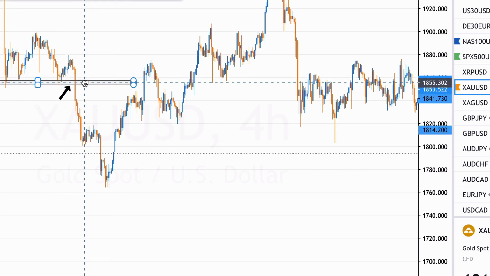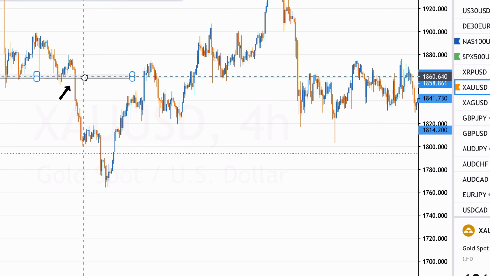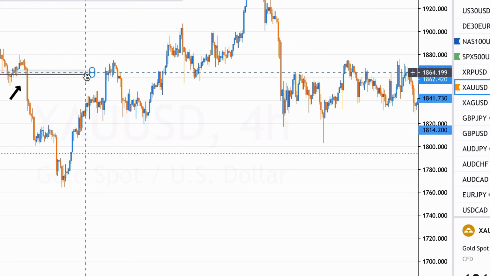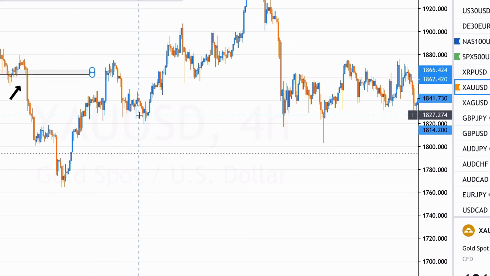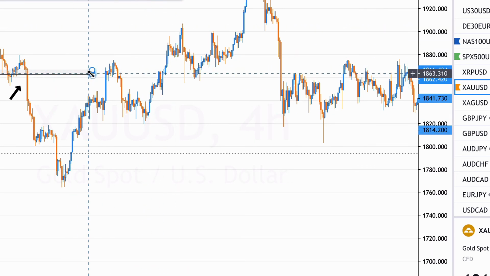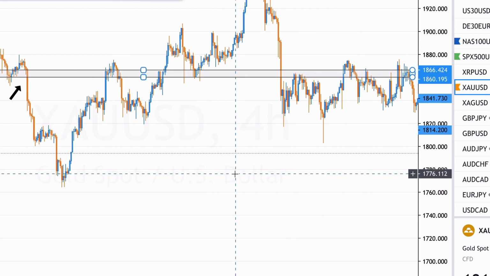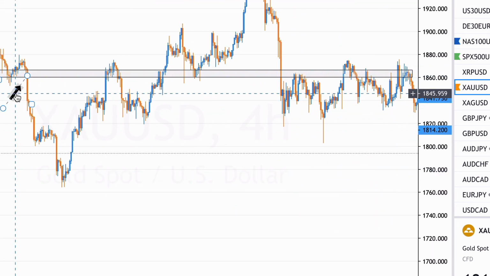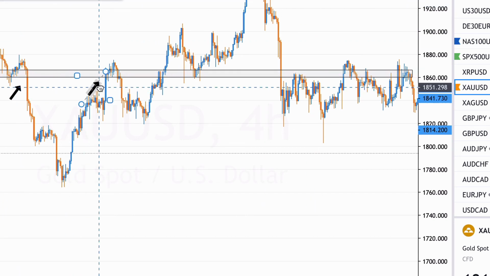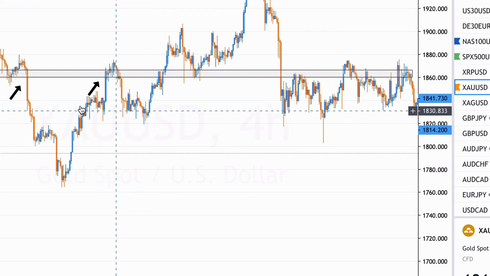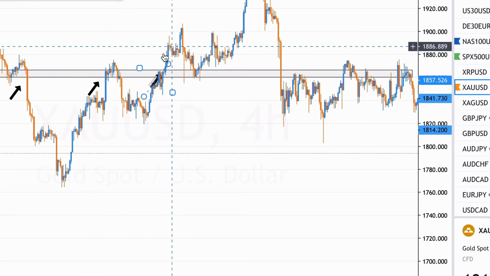If you want to be picky, you can bring it down here. It doesn't matter. I like it right there. It came back to retest that area, dropped again, and then it broke out. So if we extend this over, it follows this all the way over. It came back to retest this area. Then it dropped. It came back and broke out.